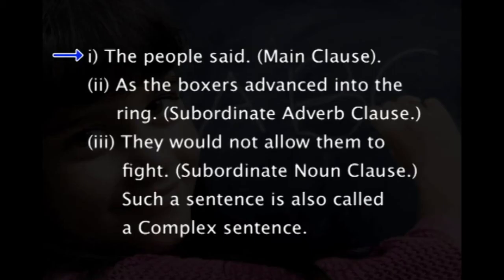Sentence 5 consists of 3 clauses. Now, let us look at each part. In part 1, "the people said" is the main clause. Part 2, "as the boxers advanced into the ring," is a subordinate adverb clause. Part 3, "they would not allow them to fight," is a subordinate noun clause. Such a sentence is called a complex sentence. A complex sentence consists of 1 main clause and 1 or more subordinate clauses.